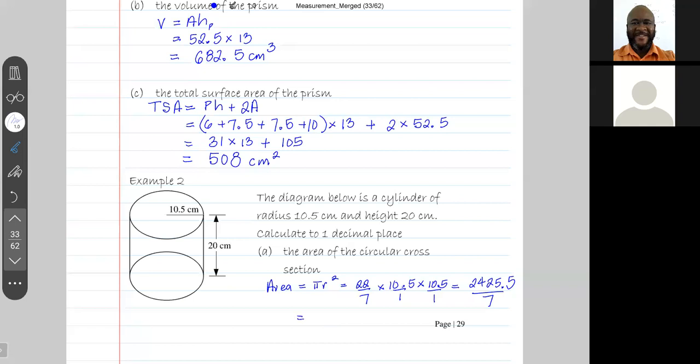And we divide by 7, we get 346.5, and this is centimeters square. So that is the area of the circle. That's what we just calculated, the area of the circle. Next, we're asked to calculate the volume.